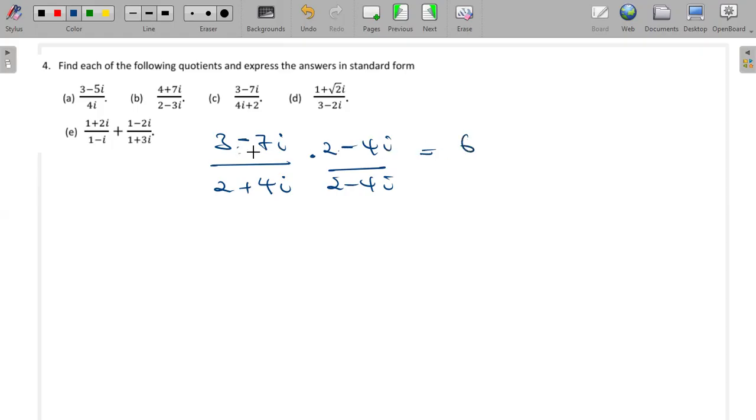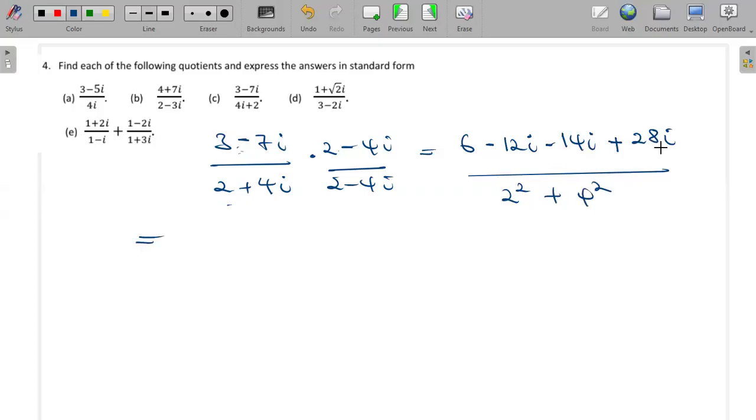And this is going to give us 3 by 2 gives us 6. 3 by the negative 4 gives us negative 12i. Then negative 7 by 2 gives us negative 14i. Then there it gives us plus 28i squared. Then down there, square the 2. So 2 squared plus 4 squared. And this is going to be, so there's a square here, it's i squared.